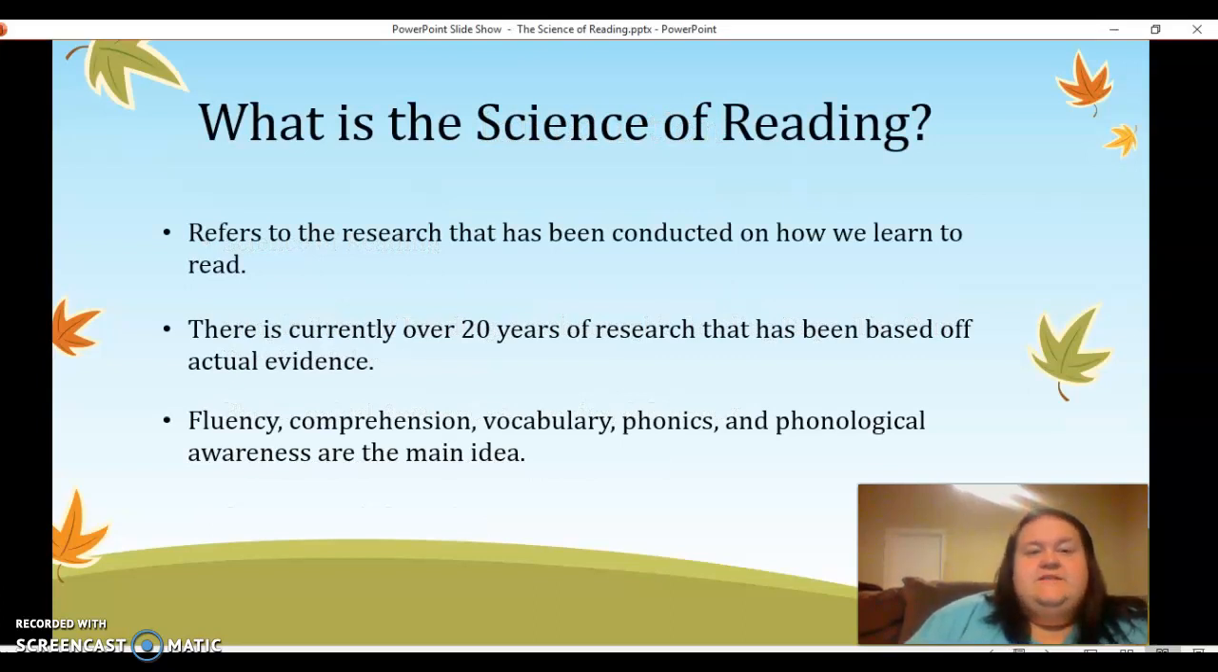What is the science of reading? The science of reading refers to research that has been conducted on how students or children learn to read. The scientific research is based on evidence rather than observation and experience like it has been in the past. For over 20 years, the science of reading research has been looking for what works for all students. Fluency, composition, vocabulary, phonics, and phonological awareness play a very important role in the science of reading.